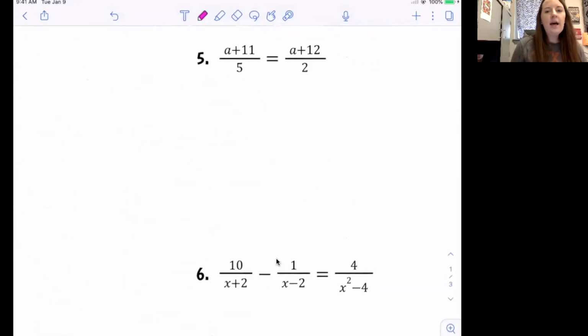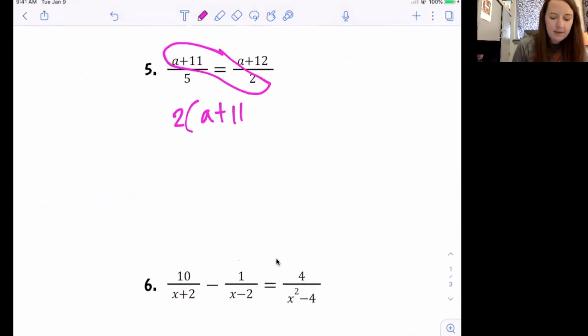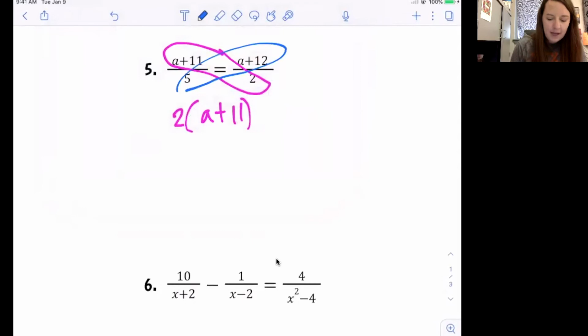Let's take a look at some of our proportions. So I said there were going to be two types of problems that we solve, something that's added or subtracted, and then some that are set up as proportions. So proportions have one fraction exactly equal to another fraction. When we have proportions, we're just going to cross multiply and set them equal to one another. So I'm going to multiply that diagonal, 2 times a plus 11, and then I'm going to multiply the opposite diagonal, 5 times a plus 12, and these two things are going to be equal to one another.